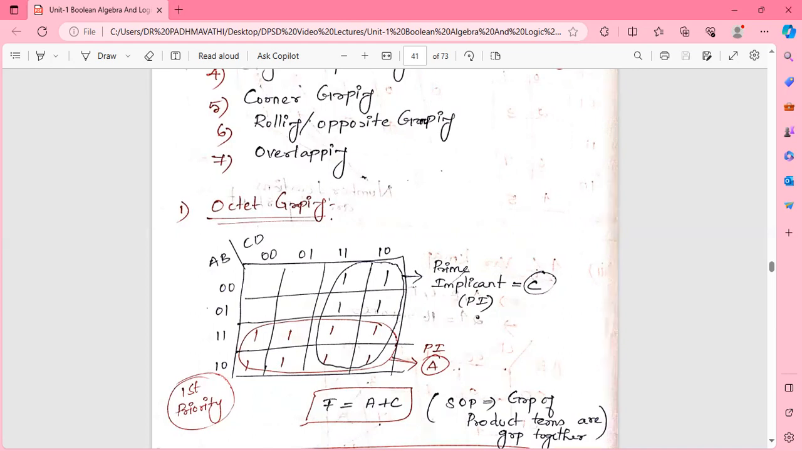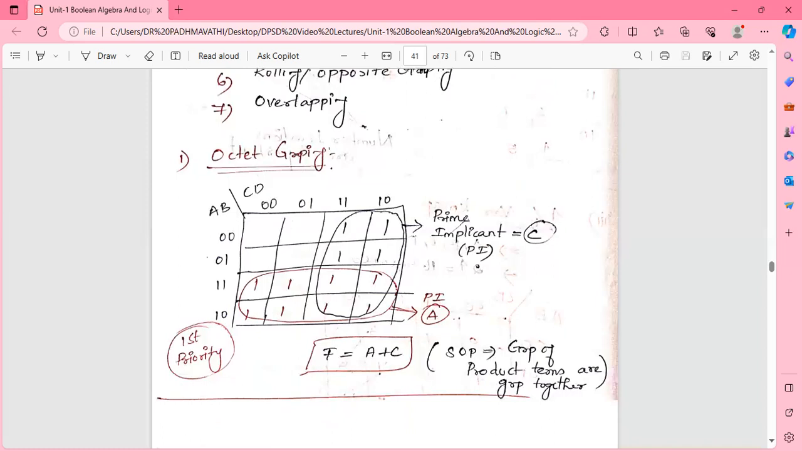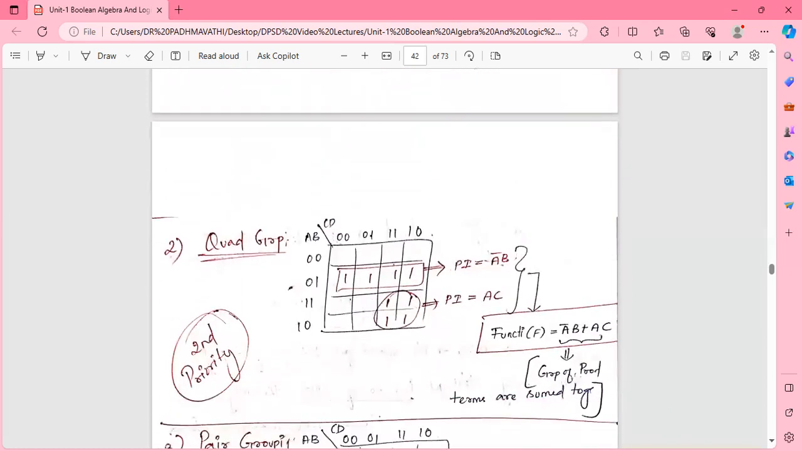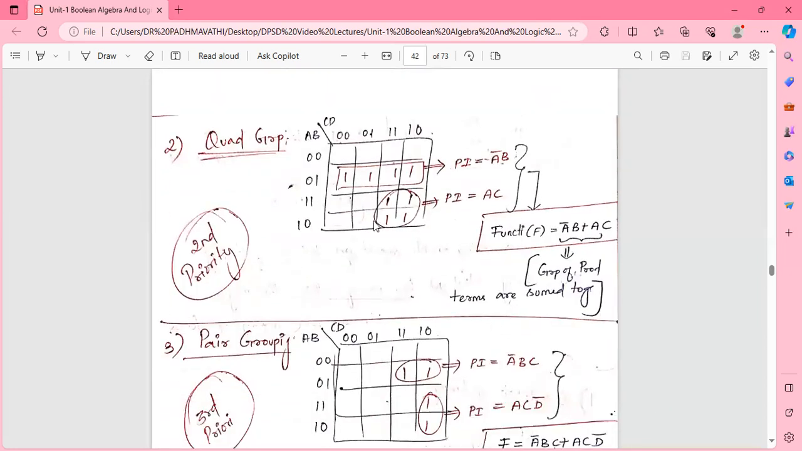Similarly, if instead of min terms you have max terms, then we have to write it in terms of a POS, that is, the grouping of your sum terms, which are OR-ed together. And the next example is quad grouping. These are a few examples of quad grouping.